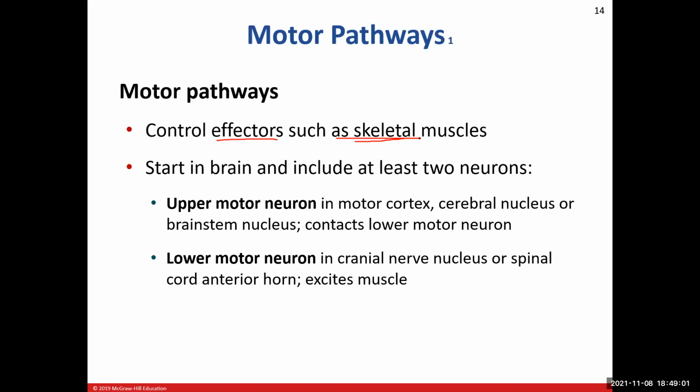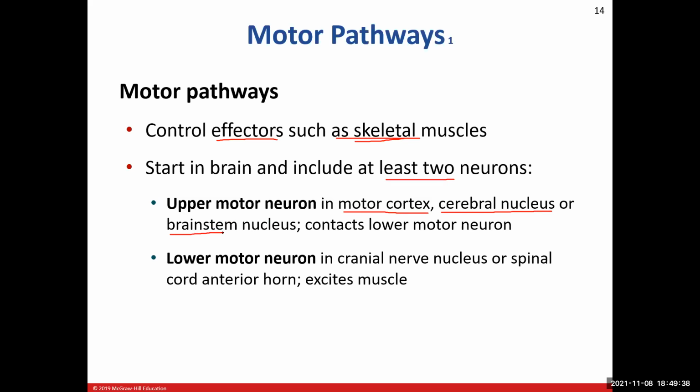So when we're dealing with motor pathways, we're going to have at least 2 neurons. You can have more, but we're going to have at least 2. So if we're dealing with just 2, we have what is called an upper motor neuron, and we have a lower motor neuron. Our upper motor neuron is going to originate either in our motor cortex, we saw what that was, in the precentral gyrus. We can also see it in a cerebral nucleus or in one of the nuclei found in the brainstem.